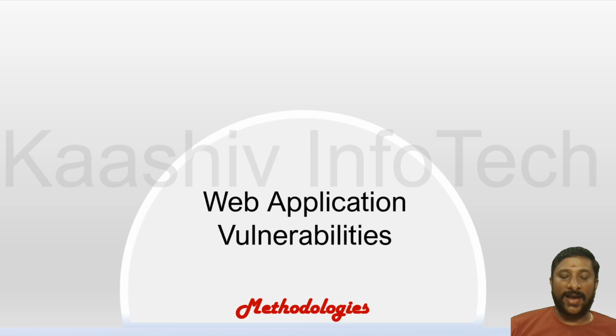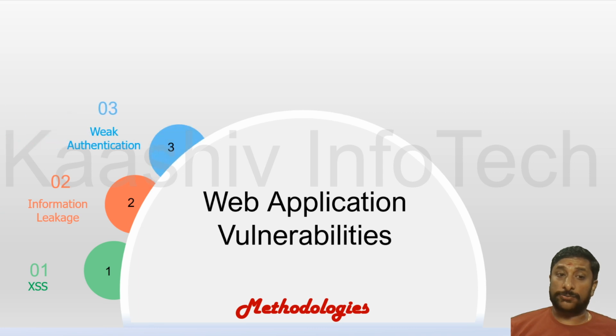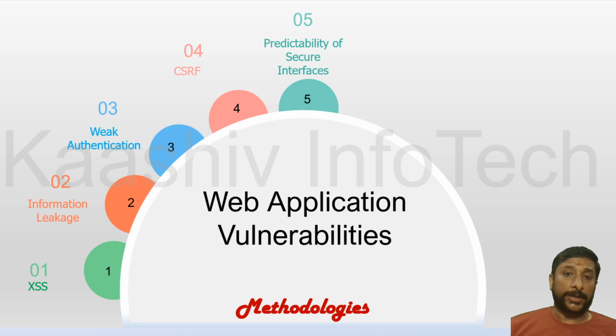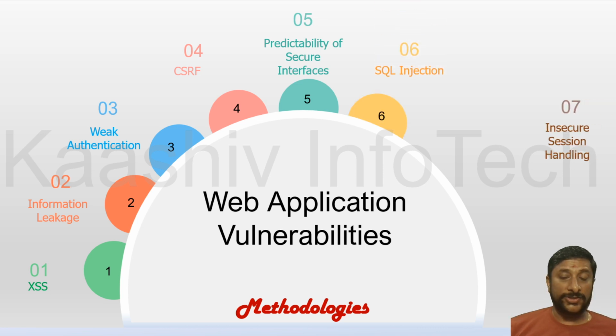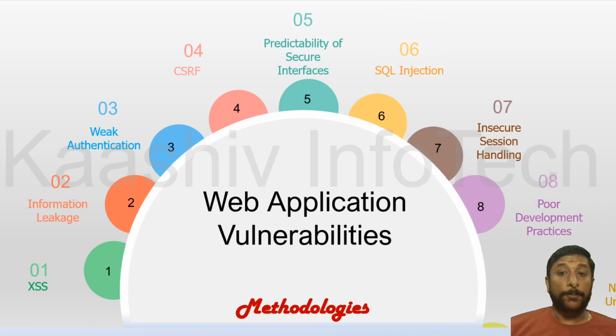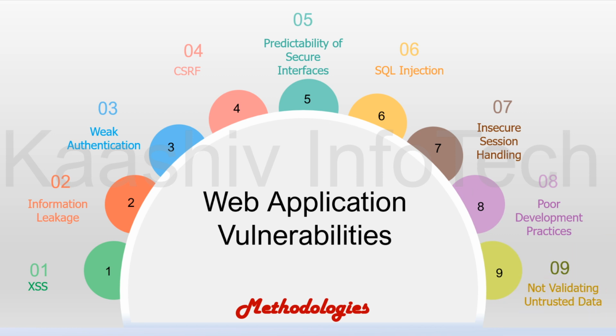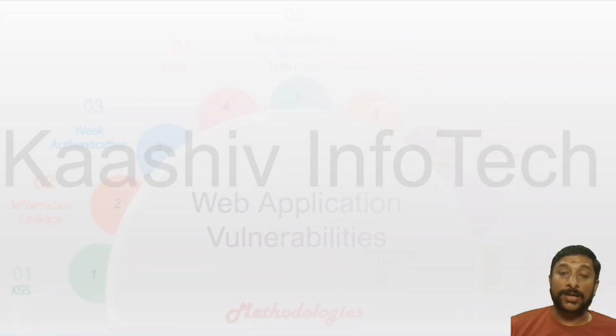What are the possibilities of hacking a web application? What vulnerabilities are available? What is the loophole to hack your web applications? The vulnerabilities are: XSS cross-site scripting, information leakage, weak authentication, CSRF, predictability of secure interfaces, SQL injection, insecure session handling, poor development practices, and not validating untrusted data. These are the nine possibilities of attacking.